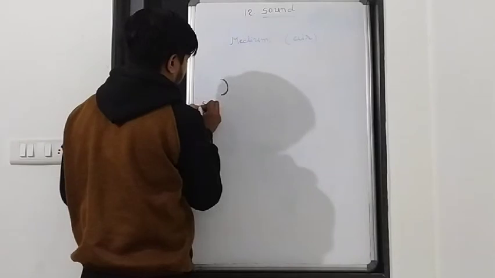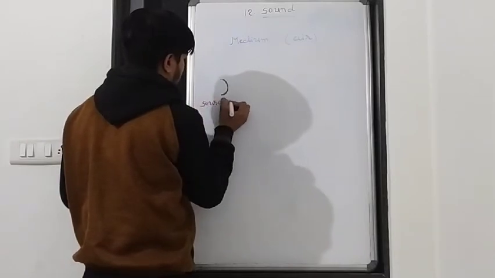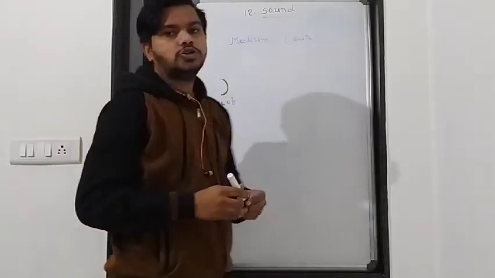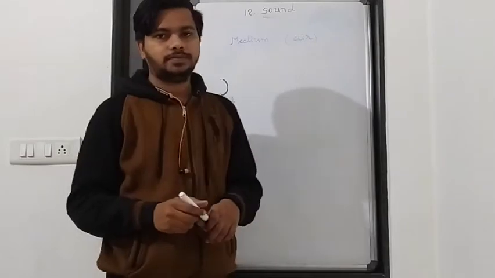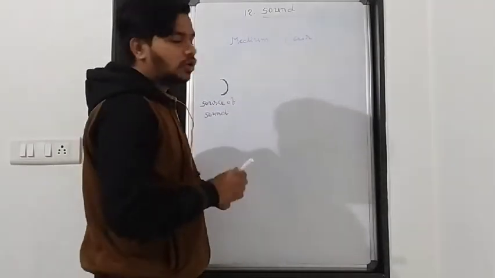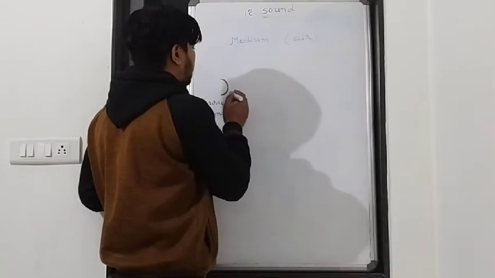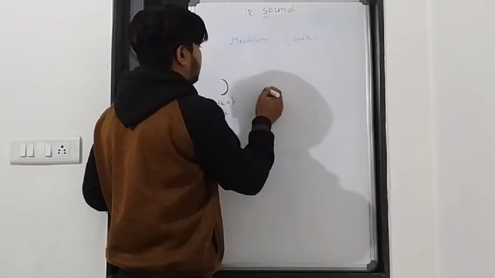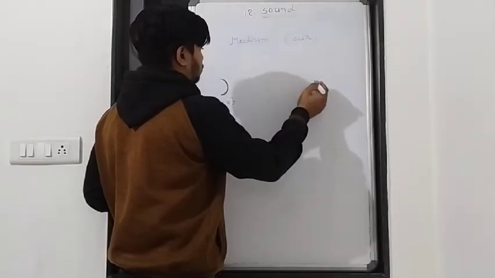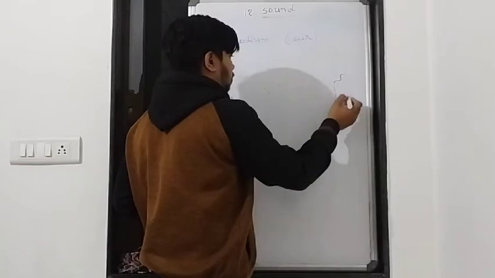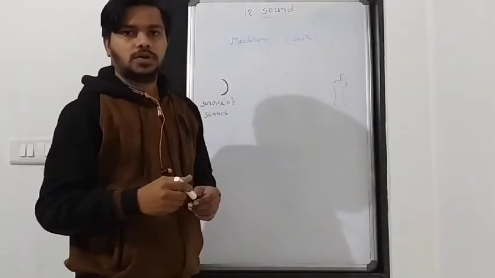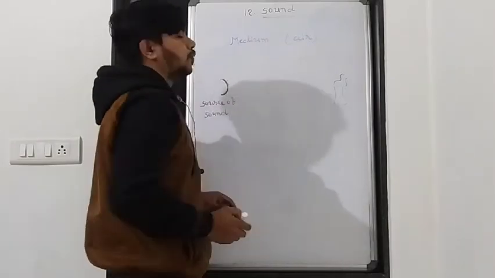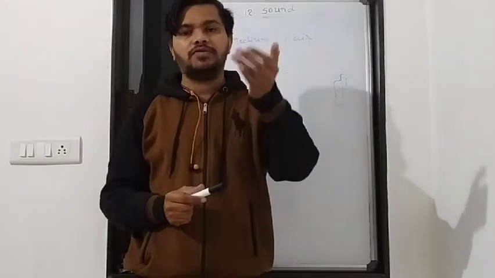This is the source of sound, and the sound is produced due to it. As you know the medium is air, so there are air particles, atoms, molecules, present. And here it is the air. Okay? Now whenever vibration occurs, the particles near that object move in a forward direction.